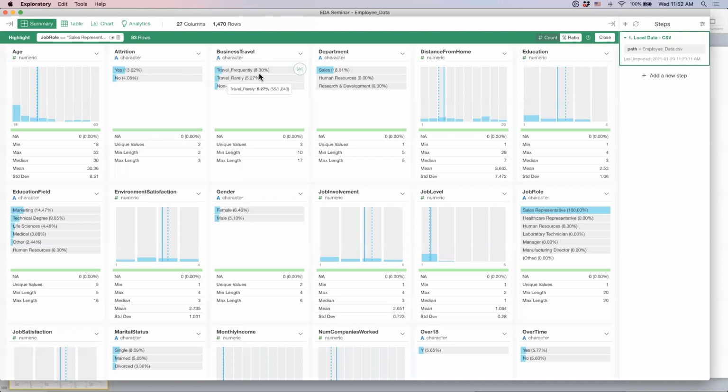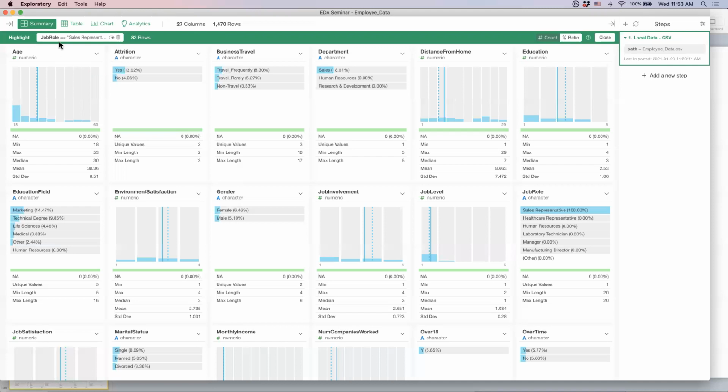Even with business travel, among those who travel for business often, a higher ratio is sales rep. So it seems like sales rep people tend to travel often. Even the age as well, it seems like 18 to 22, younger ages, tend to be sales reps. Maybe in this company you start a career as a sales rep and then move on to something else, I don't know. But we can see different patterns here based on the particular job role.